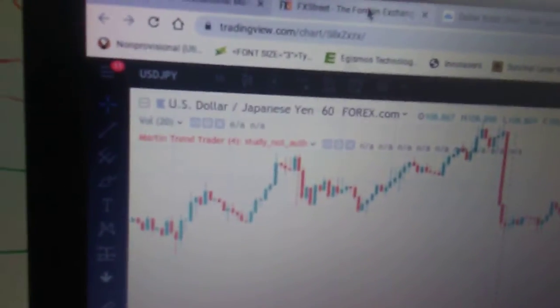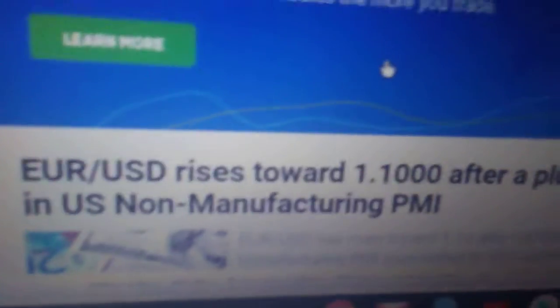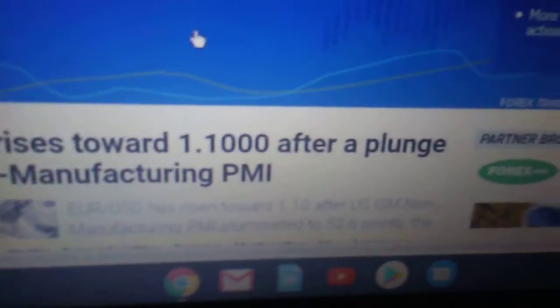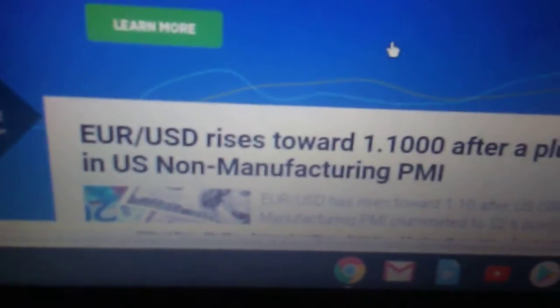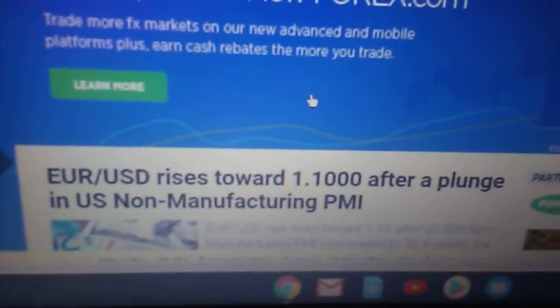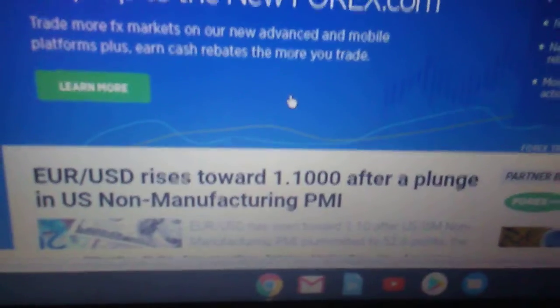It's really that simple. You go to Forex Factory, you start watching the news, just start reading the news. Here's another good place to get news, FXStreet.com. You come over here, oh, look right on the top. EUR/USD rises toward 1.1 after a plunge in US non-manufacturing. That's the report that came out this morning. That's why I trade in the morning. That's the report right there, ladies and gentlemen, that would have made us the big money today.